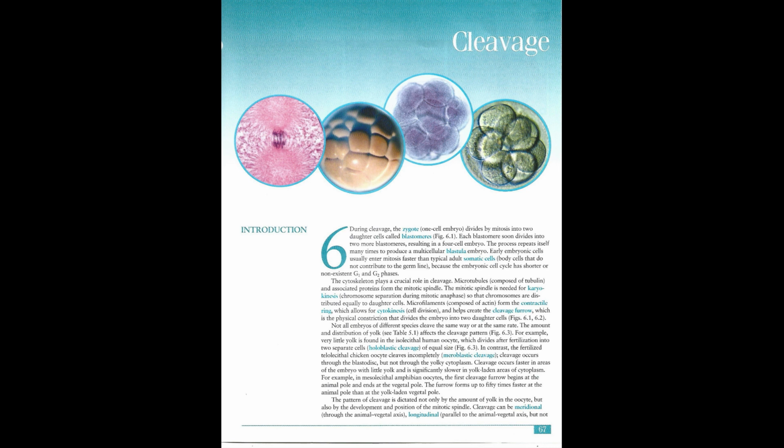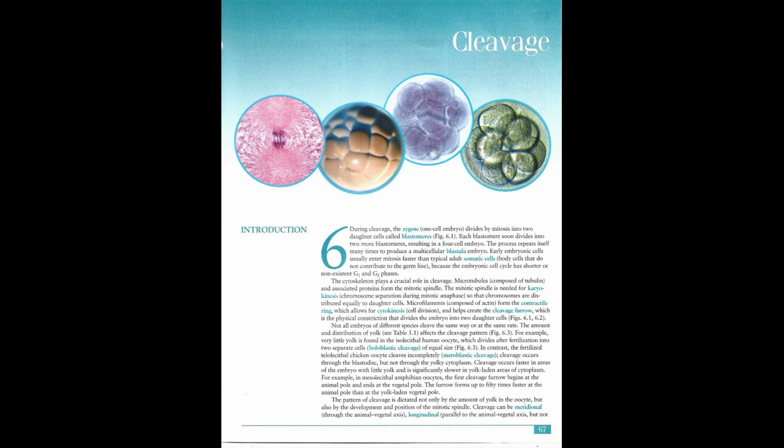Not all embryos of different species cleave the same way or at the same rate. The amount and distribution of yolk, see Table 5.1, affects the cleavage pattern, Fig 6.3. For example, very little yolk is found in the isolecithal human oocyte, which divides after fertilization into 2 separate cells, holoblastic cleavage, of equal size, Fig 6.3. In contrast, the fertilized telolecithal chicken oocyte cleaves incompletely, meroblastic cleavage.